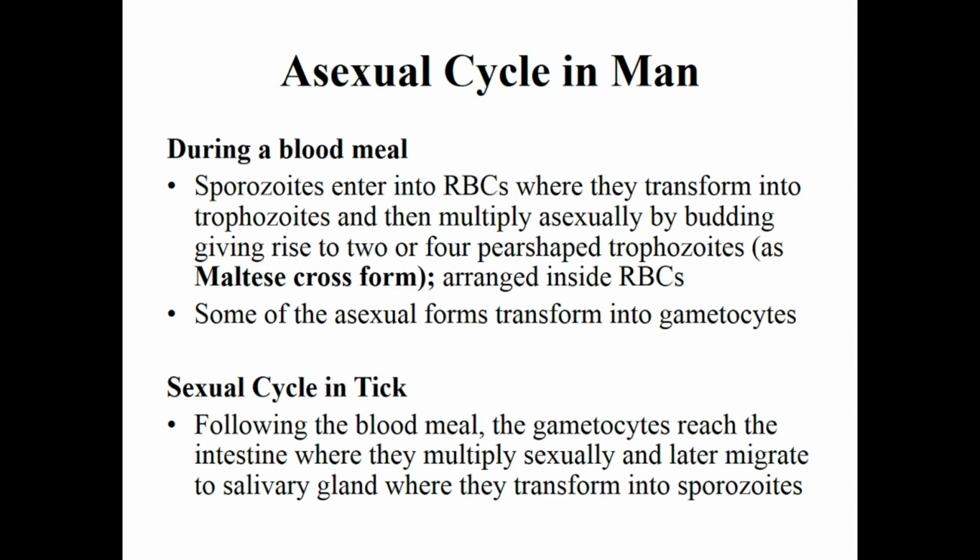Some of the asexual forms also transform into gametocytes. So this is the cycle in man. Sporozoites, which are introduced by the tick, will enter into the RBCs, they transform to trophozoites, and then they have a particular arrangement which is known as the Maltese cross form arrangement. These trophozoites are arranged inside the RBCs, but some of them become converted into gametocytes. Following a blood meal, the gametocytes are taken up by the tick, and they reach the intestine of the tick, where they multiply sexually and then migrate to the salivary glands, where they transform into trophozoites. So the life cycle goes on like that. The trophozoites are again introduced into humans when the tick bites, or the nymph, which means the larval form of the tick, is crushed against an abrasion on the human skin.